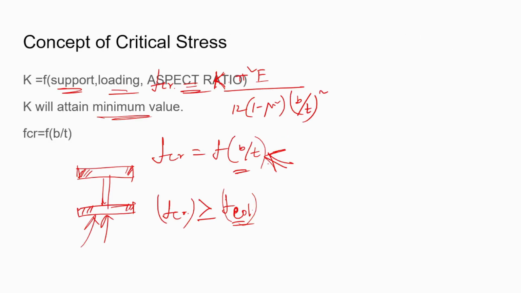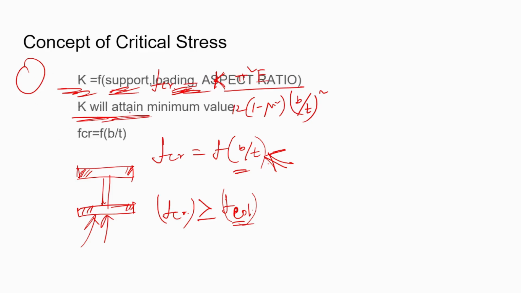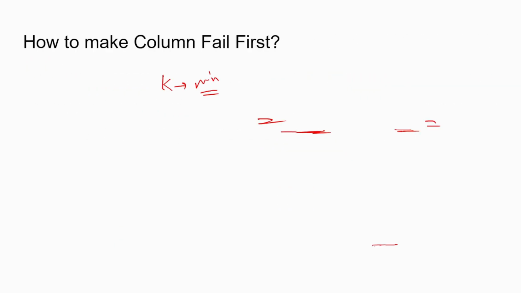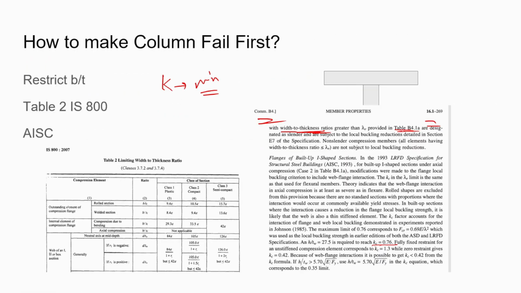So go back, and here you can see we have discussed about K. It was a function of support condition, loading condition, and aspect ratio, and eventually it attains a minimum value, and the AISC has discussed the same thing. Here you can see that based on the support condition, Kc may be 0.76 for fully fixed condition, and if you have zero restraint, in that case Kc is 0.42.